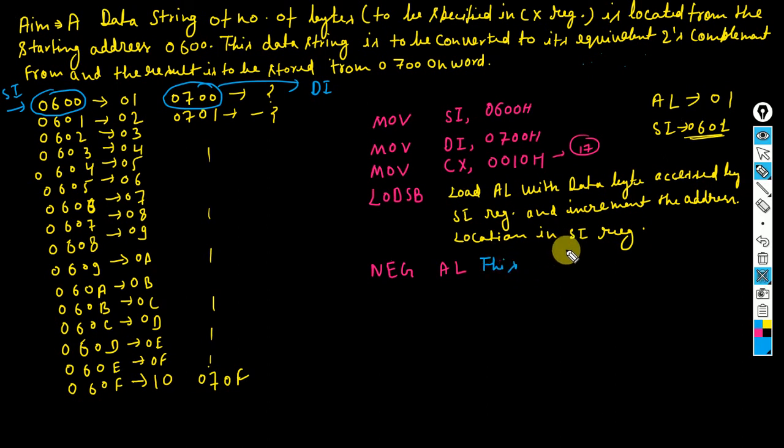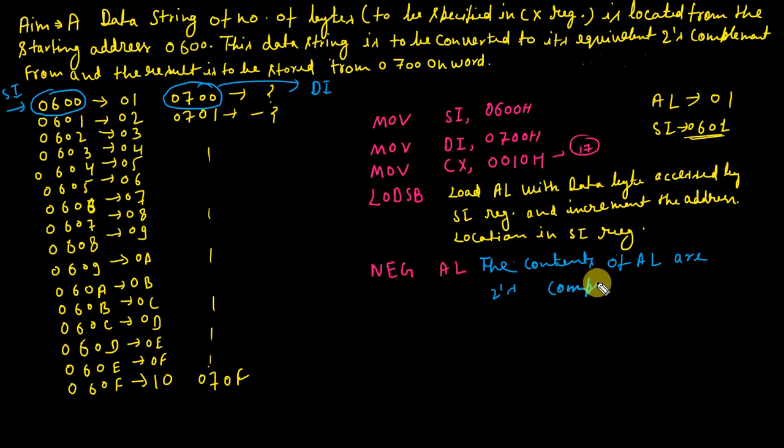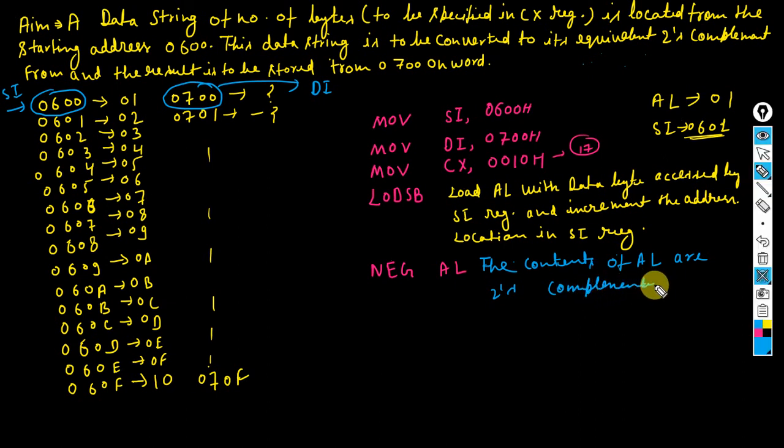This content, the contents of AL are 2's complemented. Okay, means the content of AL is 2's complemented.